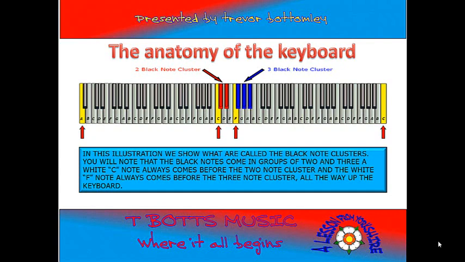In this illustration we show what are called the black note clusters. You will note that the black notes come in groups of 2 and 3. A white C note always comes before the 2-note cluster, and the white F note always comes before the 3-note cluster, all the way up the keyboard.